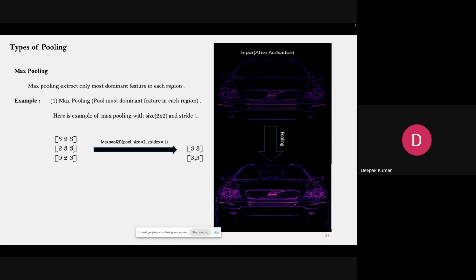So if you see, the first grid is 3 2 and 2 3. What would be the max of this? It is 3. So we just keep 3. Then slide by 1, so our grid would be 2 3 3 3, right? Then if we similarly move down as well, we will get 3, 3, 3, 3, right? Everything is 3 3 3. That is called max pooling.